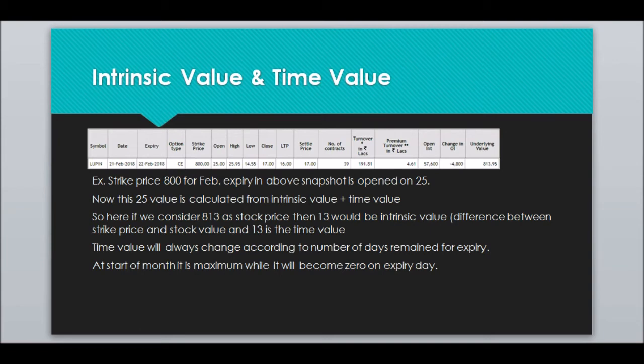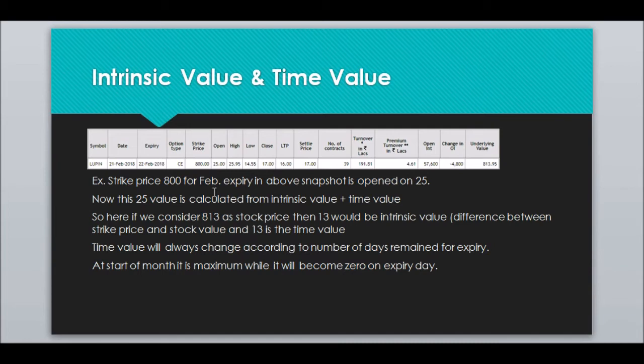See, I've given the same example of 800 call for fixed expiry, which was open on 25. Now 25 is calculated from intrinsic value and time value. So here we consider 813 as the stock price, then 13 would be the intrinsic value, the difference between the stock price and the strike price.